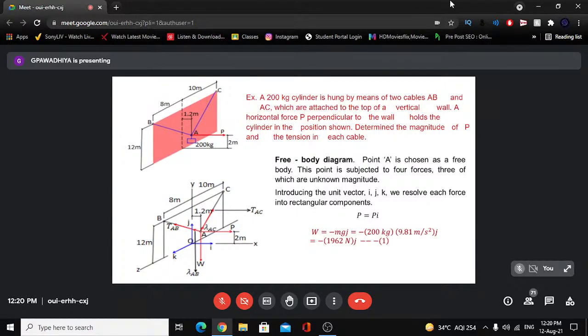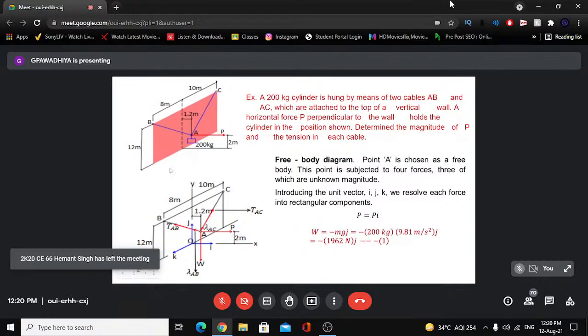So let's define force P. Its magnitude P is directed along the x-axis, so it is Pi, and W is directed in the downward direction, so that is minus mg j. But one more important point before we move further. Earlier we defined the origin at the base of the wall, somewhere at O, but when we are analyzing the joint A, we have to shift this origin from O to A, so a new local coordinate system we need to define.